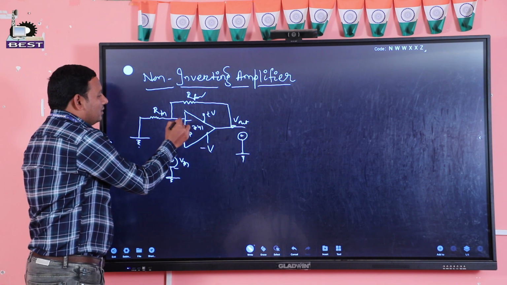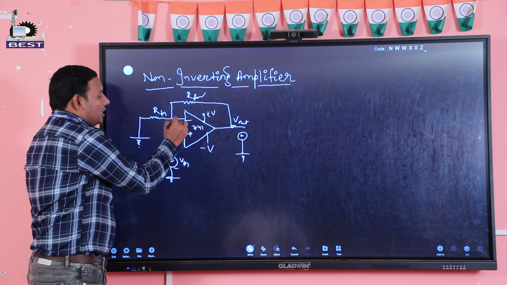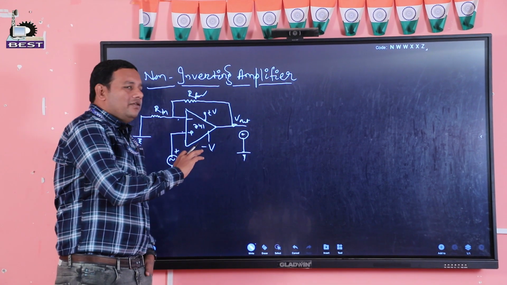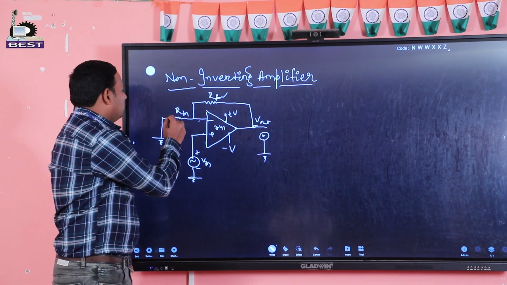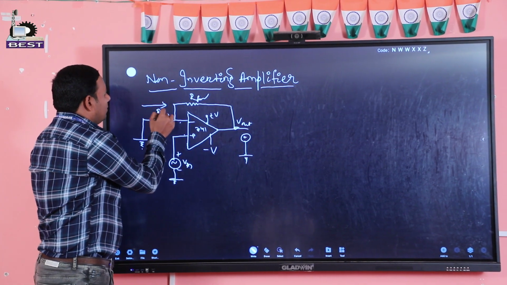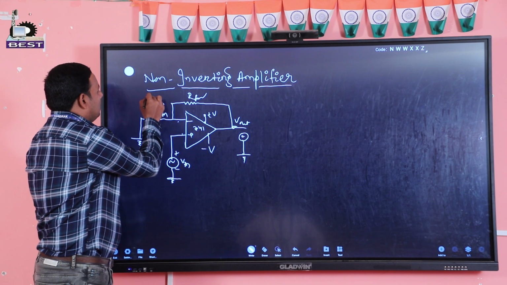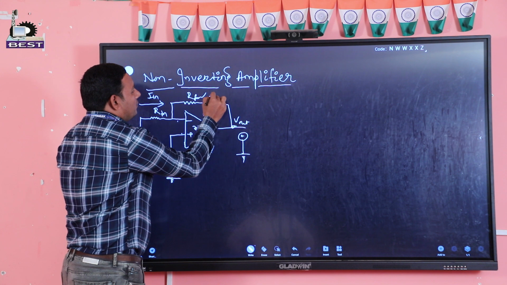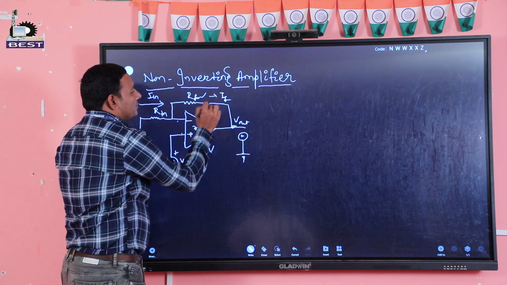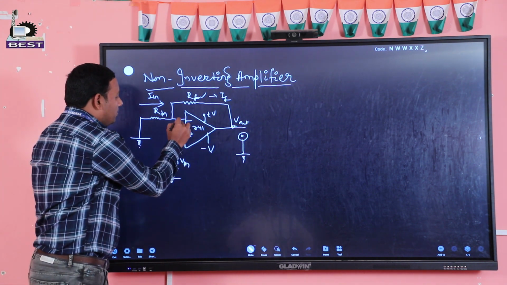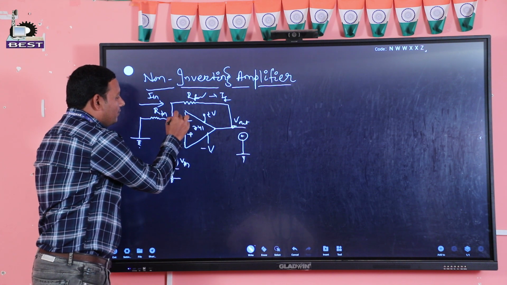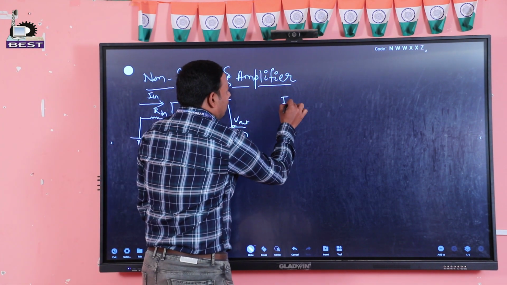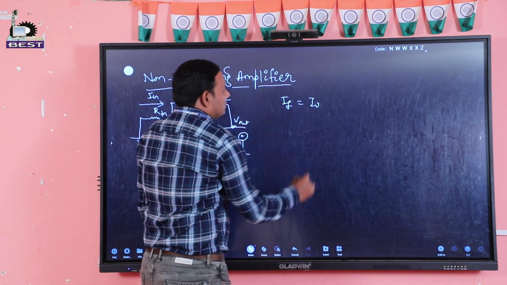As we know, the input side of the op-amp circuit has infinite resistance. So the current flowing in the input resistance, that means Rin, that means Ii, will be equal to the current flowing in the RF circuit, that means If. Since the input resistance is very high, no current will flow into the op-amp. So here If will be equal to Ii.